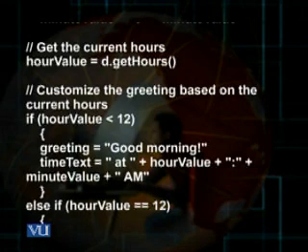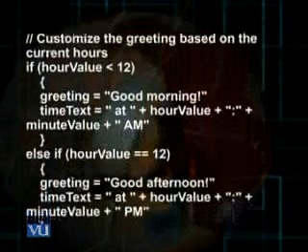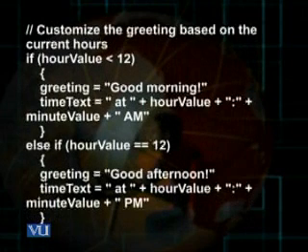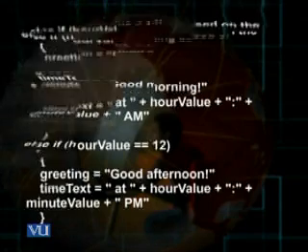You can see then there is the else if statement. If hourValue is not less than 12, rather it equals 12, if hourValue equals 12, then within the curly bracket, greeting should become good afternoon, and timeText should become at plus hourValue plus colon plus minuteValue plus PM. So the only change in timeText is PM. Instead of AM, now we have PM. And then the curly bracket closes.